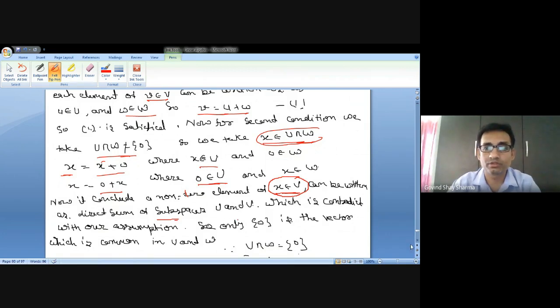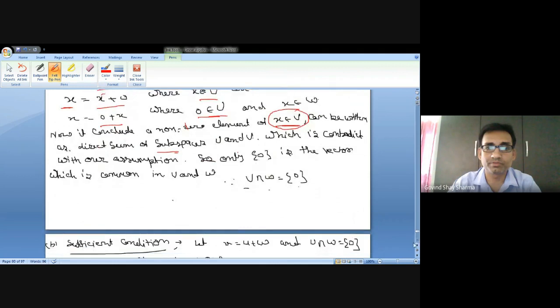So the intersection must be 0. The common element is 0. So this is the direct sum, and it can be written in this form.